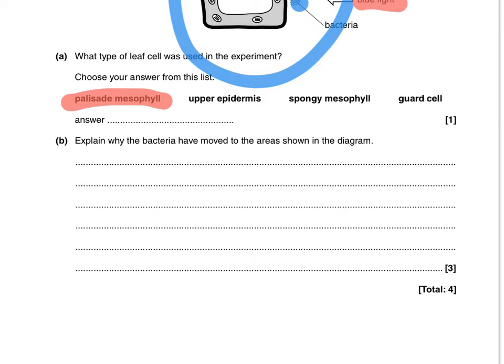Explain why the bacteria have moved to the areas shown in the diagram. So, we can start talking about, obviously, why those bacteria have moved to those areas. So quite a range of available marks here. I mean, you can talk about the fact that bacteria have moved close to the chloroplast. Moved to the chloroplast. You could also talk about the fact that oxygen is being produced by the chloroplast.